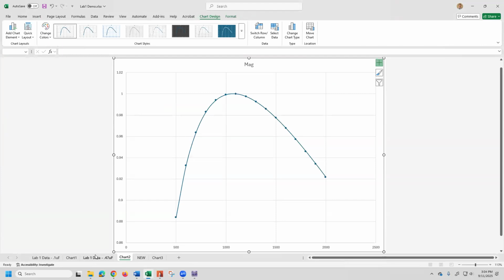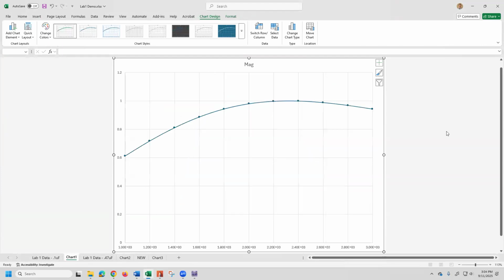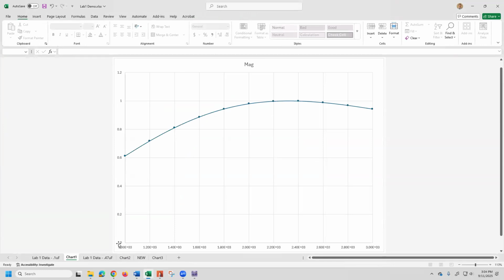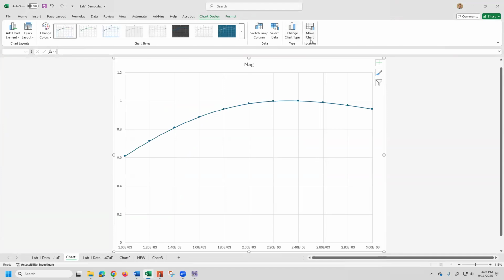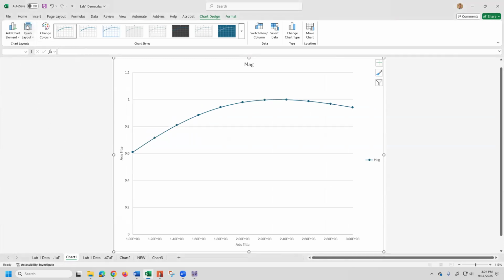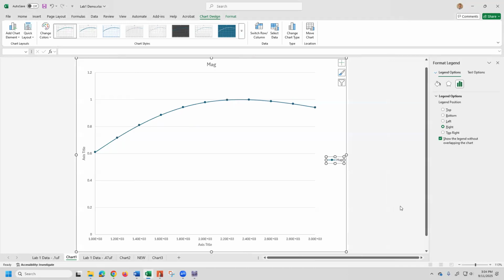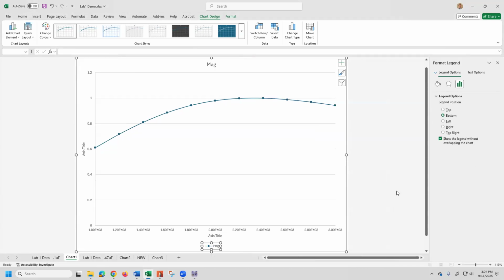You can go in here and edit it and put stuff in there if you want. Like on this one, you can say, what is this one? Output voltage, and this is frequency. So if you click on this and go to quick layout, you see it right here. If you click on quick layout, find this one, the first one, you see there's axis titles. You can click on this and put it on the bottom. Format legend, bottom. I like it on the bottom better. So this is magnitude in volts.